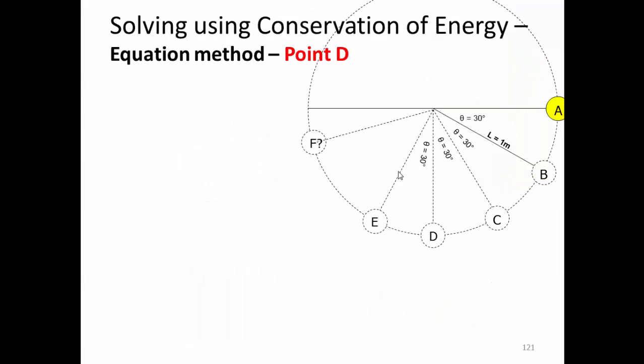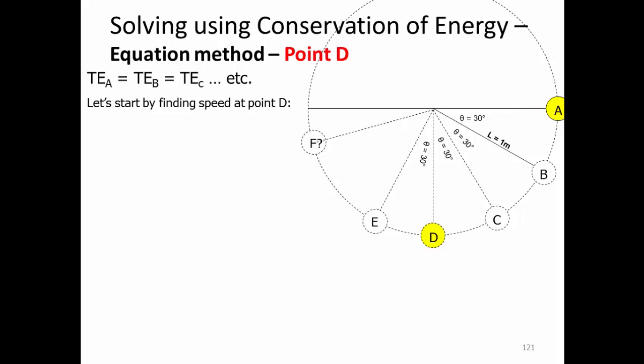So let's see how we would use conservation of energy to find the velocity of the pendulum bob at point D. We're going to use the conservation of energy equations. Later on I'll show you how to use a table to do this. Actually, the first thing I write down is conservation of energy, then right below it I write this formula. And we're going to start by finding the velocity at point D. We could also do this for point B, C, E, or F.